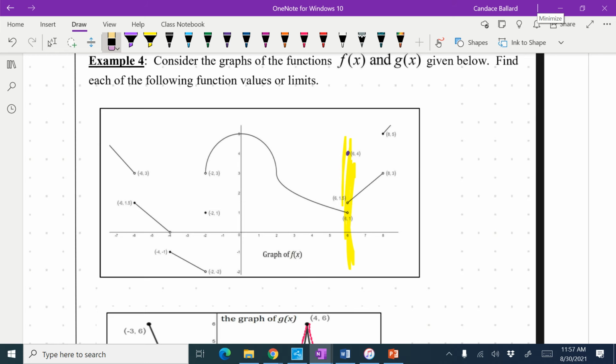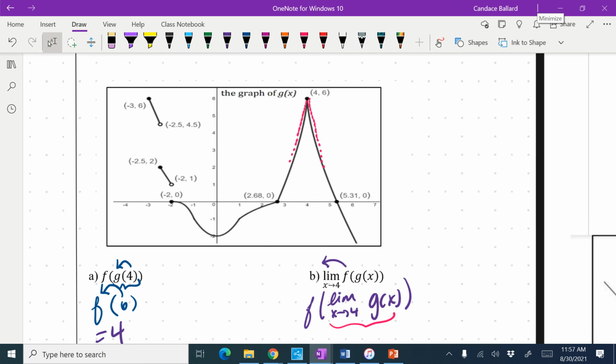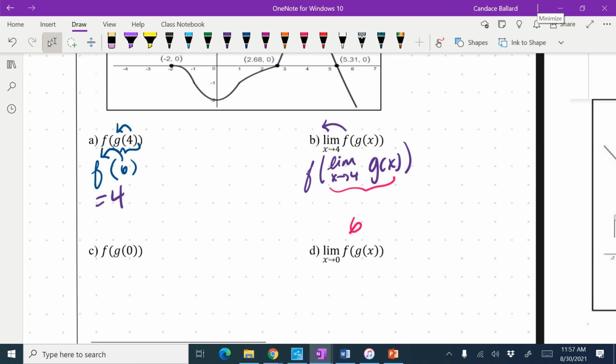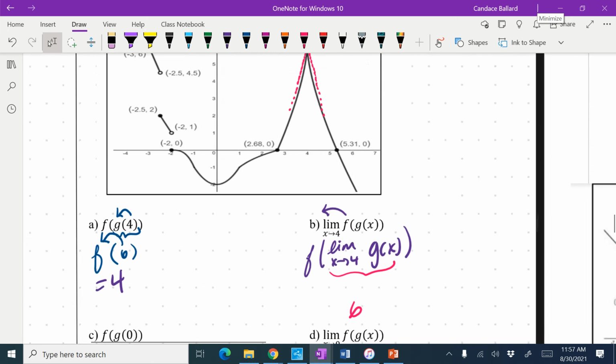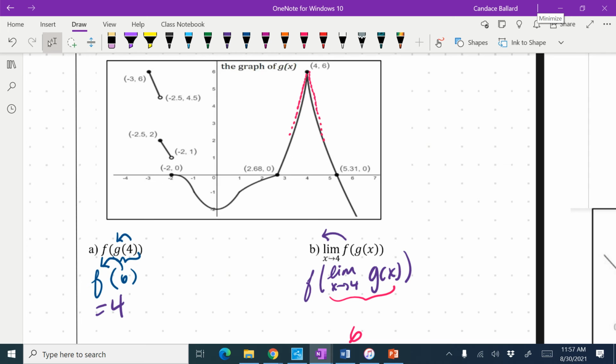When I look at f of 6, what's the problem here? Is it continuous? No. So that means I can't just plug in my 6. If it was continuous, I could just plug in my 6, right? So this really means something else when it's in this format, okay? When I looked at the g and I was doing my approach, did I approach that point from above the point or below the point? Below. And it doesn't hurt to write that down. I was approaching from below.